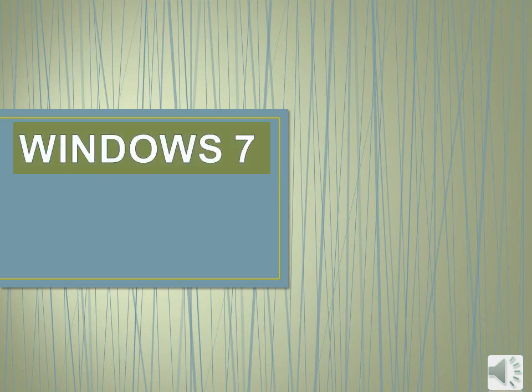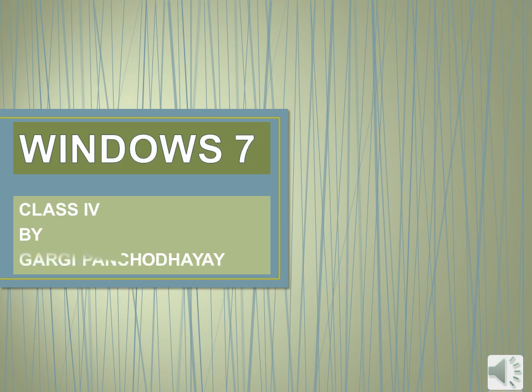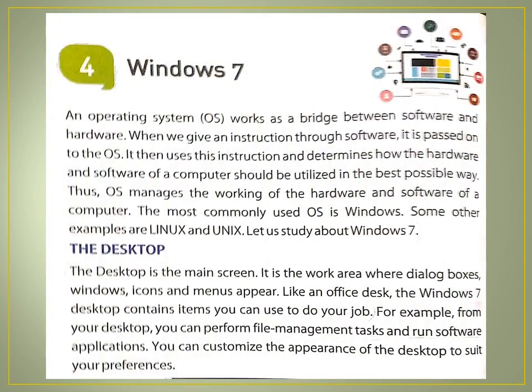Today we are going to start a new chapter and the name of the chapter is Windows 7 and the page number is 36. So all of you open your book and take the pencil. The chapter will start with the concept of operating system. I hope all of you have heard the name operating system. Now what is an operating system?